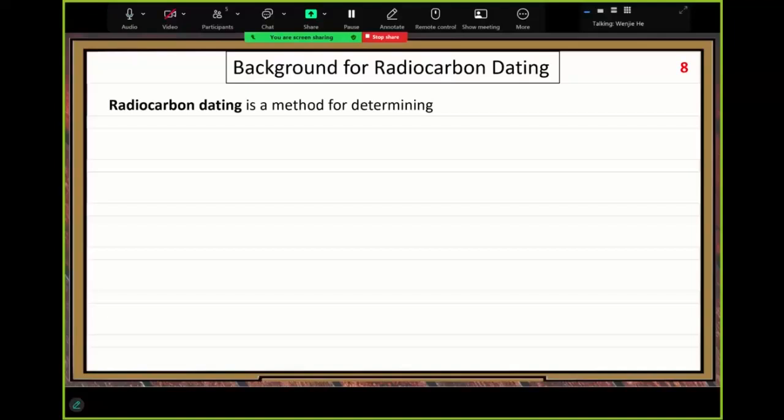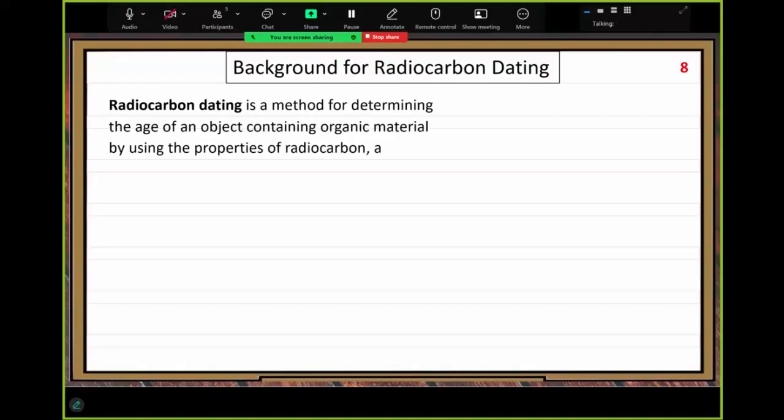8.3, first, the background of the radiocarbon dating technique. It's an important technique, so first let me explain it. It is a method for determining the age of an object containing organic material, such as animals and plants, by using the properties of radiocarbon.